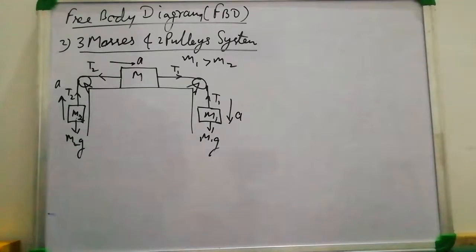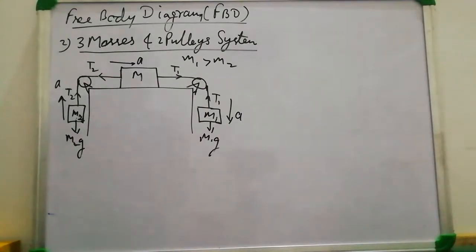Today we are going to start our next topic, that is the free body diagram of a 3 mass and 2 pulley system. We are going to calculate the acceleration generated, and the tension generated in these two strings.